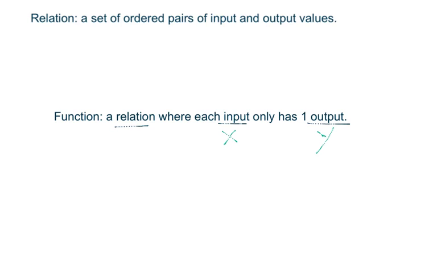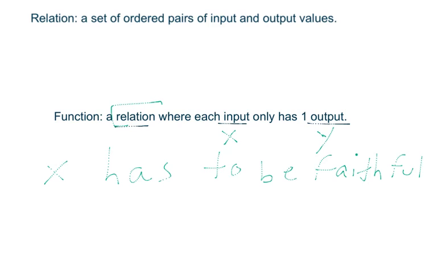Or in other words, x has to be faithful. X cannot be a cheater. So it's a special kind of relation. Again, get it? Anyways, where x has to be faithful to y.